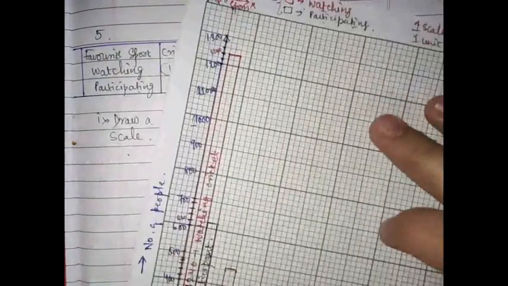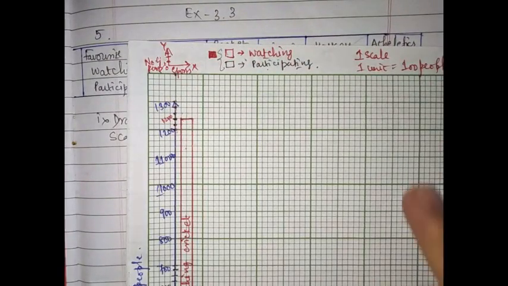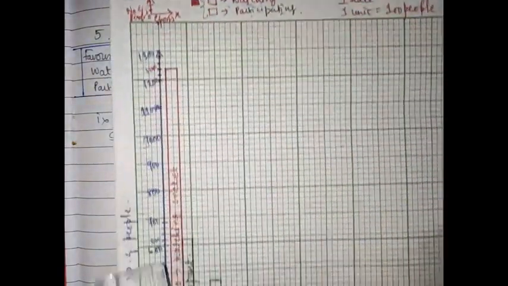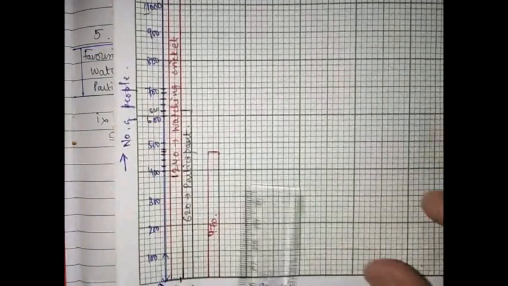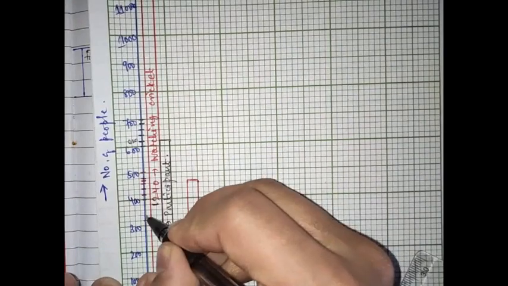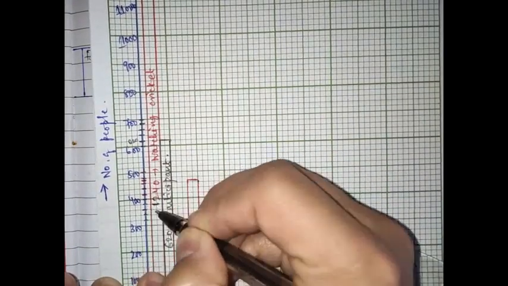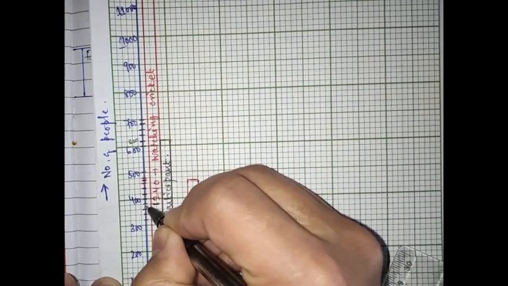Next, 370 people are actually participating in basketball. So where is 370 now? Here you have 300, then comes 320, 340, 360, 380. So 370 is in between these two. So let us make this also.